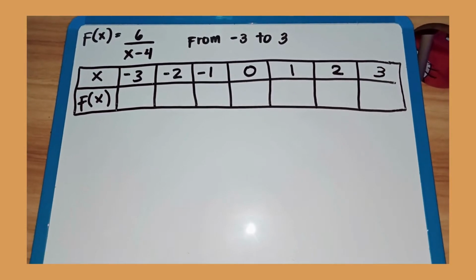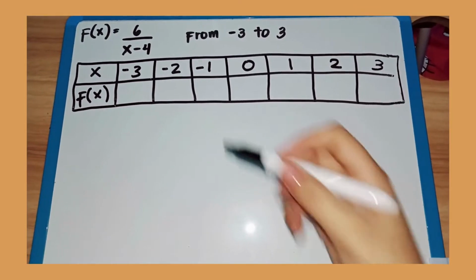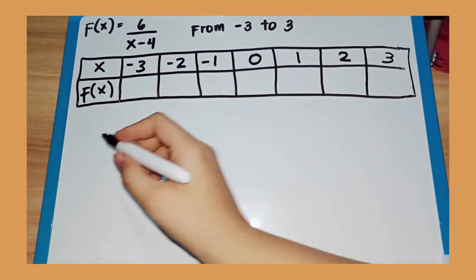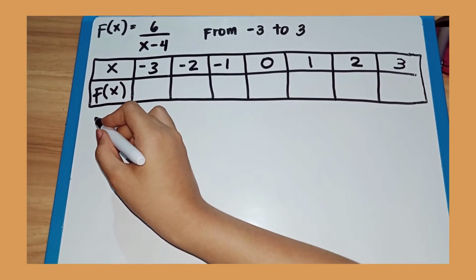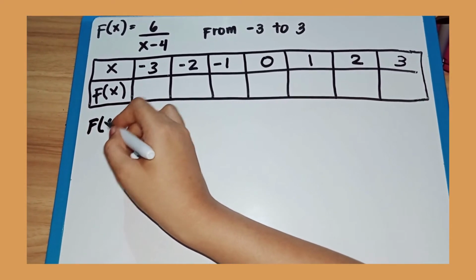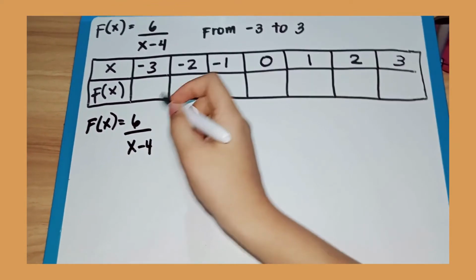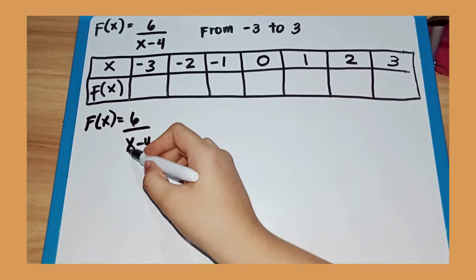Paano natin hahanapin yung f of x? So, yung gagawin na natin, papalitan natin yung value ni x dito sa ating table of values. So, copyin muna yung ating equation. So, we have f of x is equal to 6 over x minus 4. Yung una nating value is negative 3. So, yung x, papalitan ko ng negative 3.